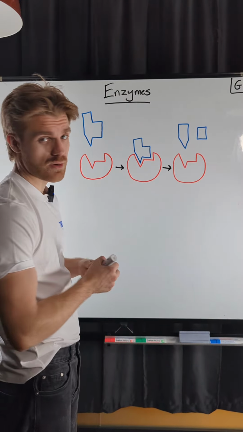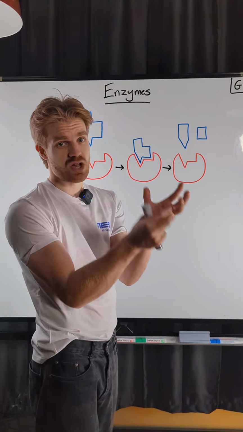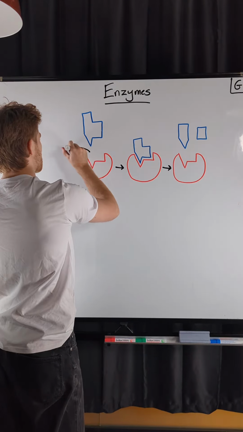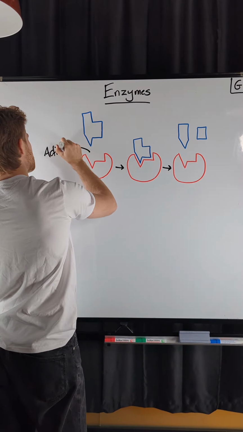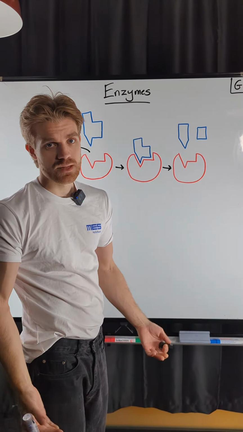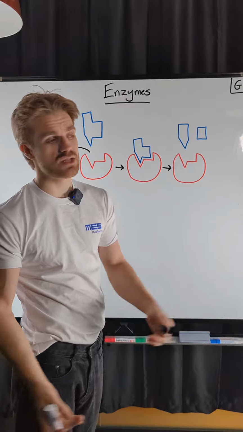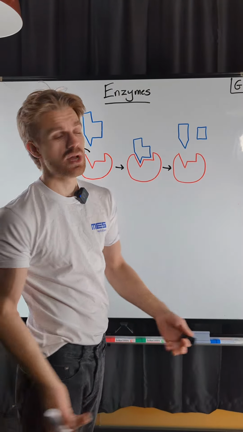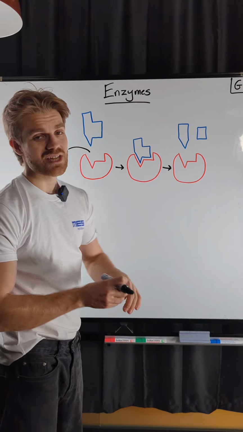The first thing we need to know is that there's a very special part of the enzyme called the active site. Now, the active site is different for each type of enzyme. So amylase will have a different active site to proteases, for example. And we could say that the active site is specific.